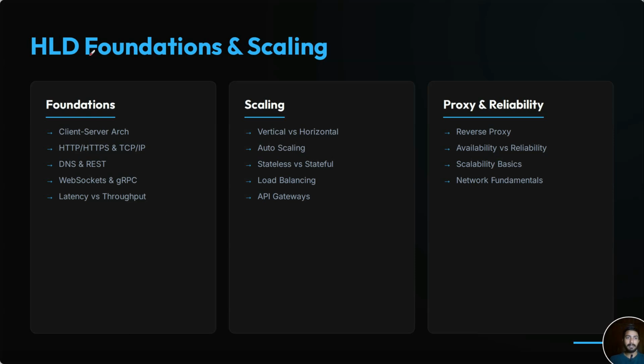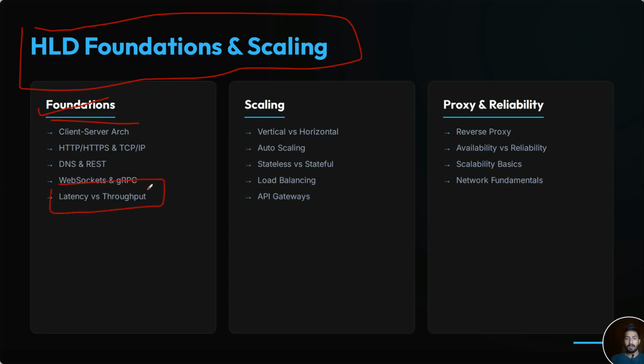So in this HLD course, first we'll cover the foundations like what is client server architecture, how our HTTP request or TCP IP request works. Then we'll cover DNS and REST APIs, WebSockets protocols and gRPC, latency vs throughput. This is also very important. We often hear in the interview about latency and throughput, what actually it is, when not to take care of it, and how it works.